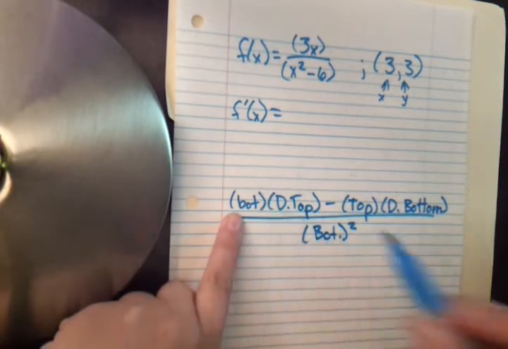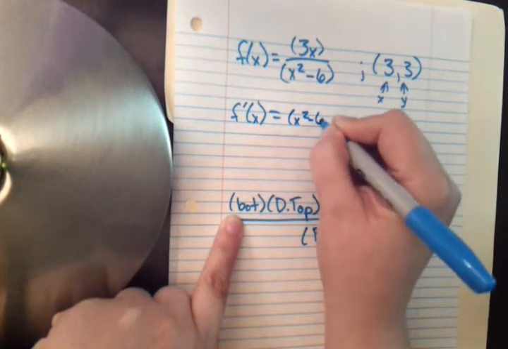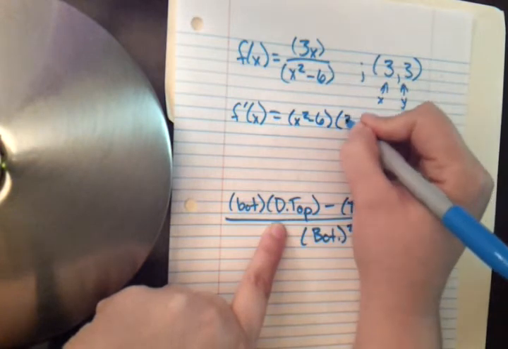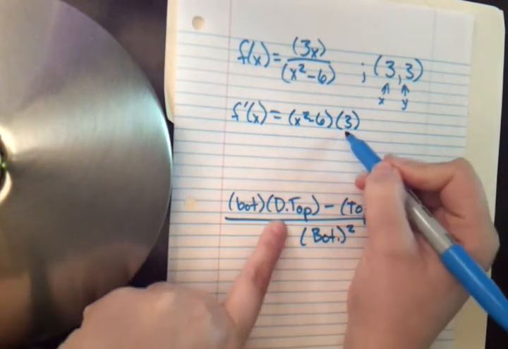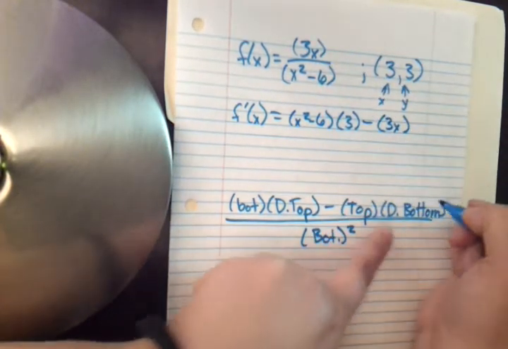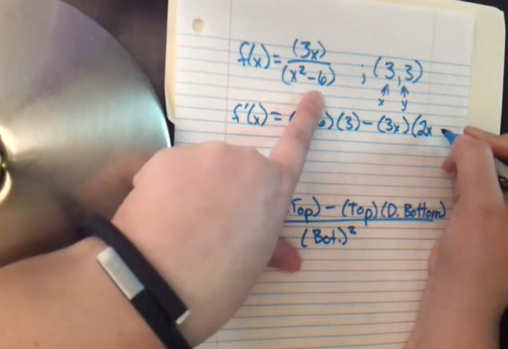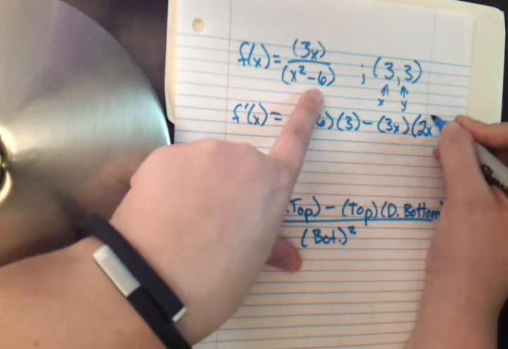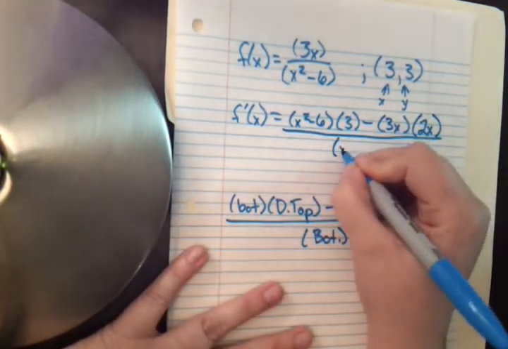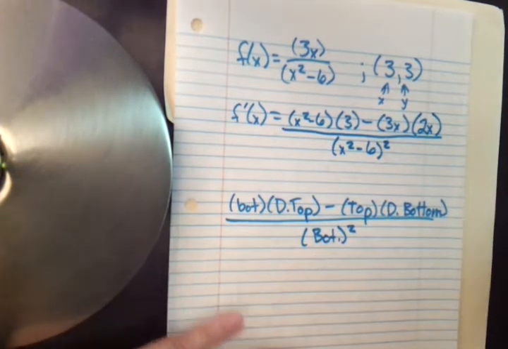So we need the bottom, in this case that's x squared minus 6, times the derivative of the top. We can use the power rule for this one. That's going to give us a 3. So this is the bottom, this is the derivative of the top, minus the top, that's 3x, times the derivative of the bottom. Power rule, that's going to give me 2x, and the constant rule is going to make that be a 0. So that's what we've got going here, and then we put that all over x squared minus 6, and we have to square it because we need the bottom squared.